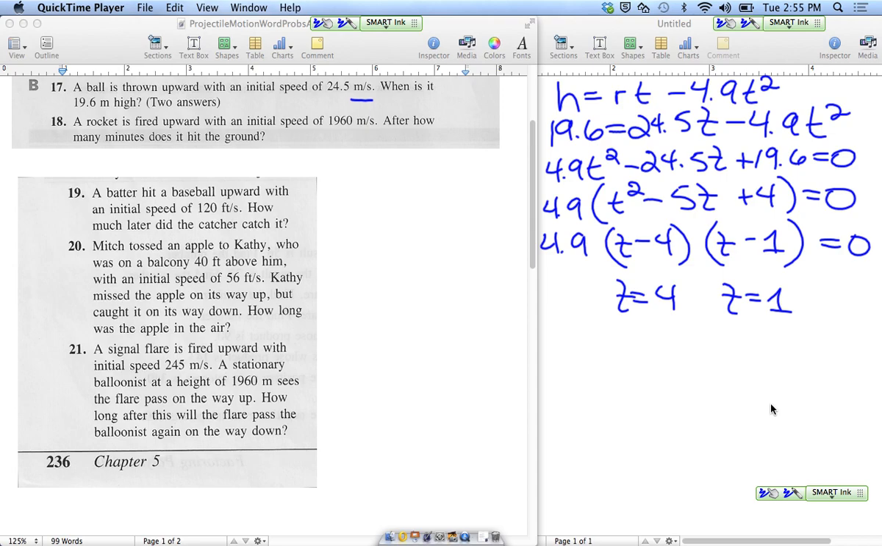So what that tells you visually, the height of 19.6, the ball went through that height 2 times, first at the 1 second mark and then again at the 4 second mark. And that's what you would need to do to answer this. And then the book gave you the hint that there were 2 answers, and you did get 2 answers for this.